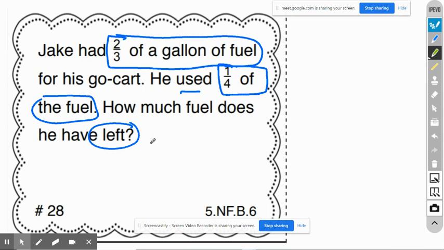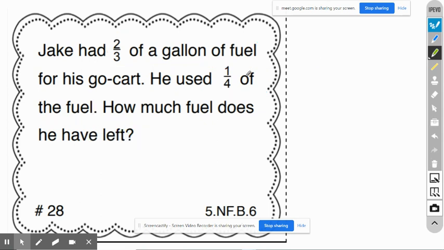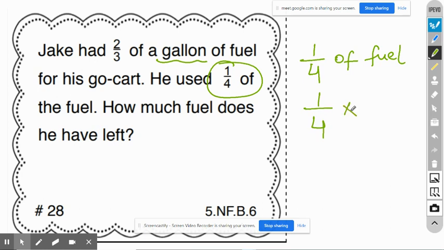Yes. So here, this is hard because this would be 2 steps. Even though you saw the word left, it's still not subtraction. That's why I put it there, boys and girls. He has 2/3 and he used 1/4 of the fuel. It doesn't say 1/4 gallon. It says 1/4 of the fuel. That means 1/4 of the 2/3.